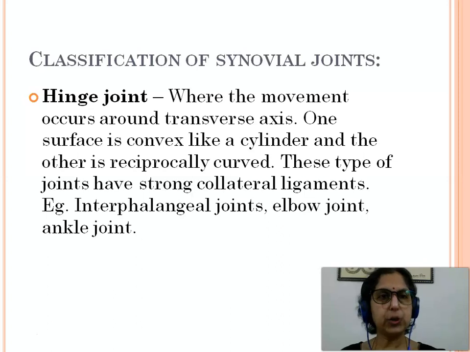Hinge joint, where the movement occurs around the transverse axis. One surface is convex like a cylinder and the other articulating surface is reciprocally curved. These type of joints have strong collateral ligaments. Examples being interphalangeal joints, elbow joint and ankle joint. Now herein, interphalangeal joints are typical hinge variety of joints, while elbow and ankle are modified hinge type of joints.